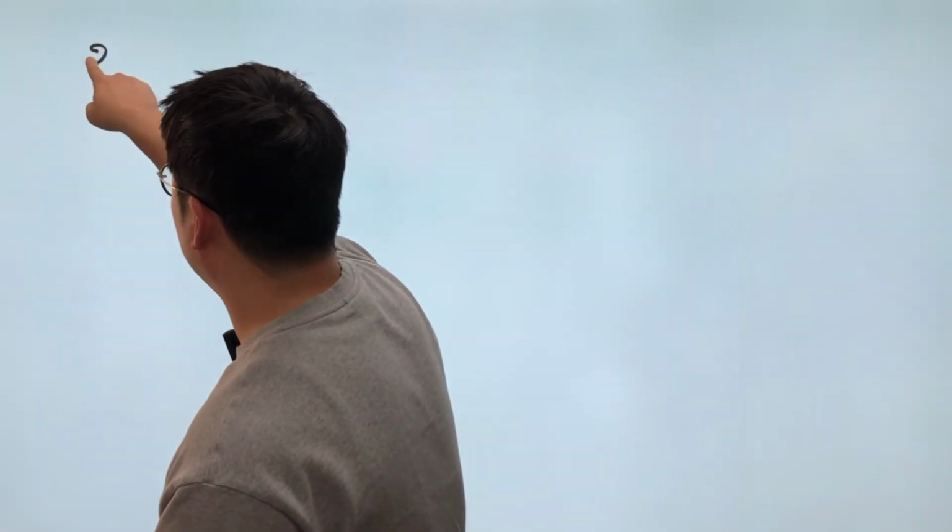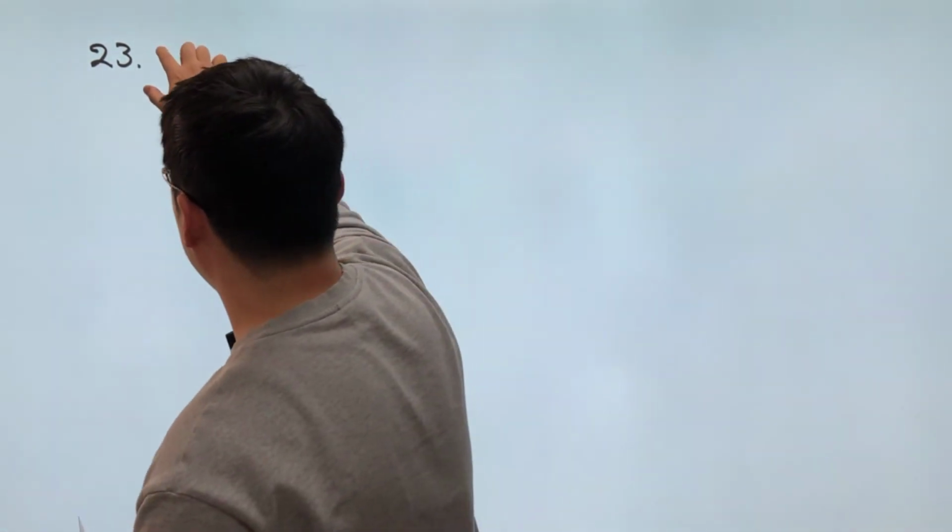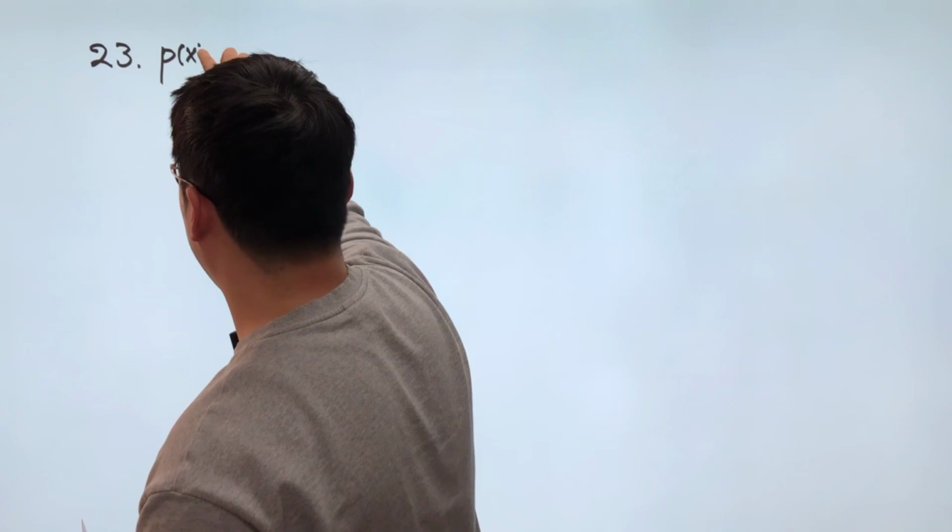Hey guys, let's go over problem 23. All right, so what happens on problem 23? I don't know. It's probably asking about some synthetic divisions or just basic algebra. Now, P of x equals, now we got P of x. All right, so let's just try to write it.